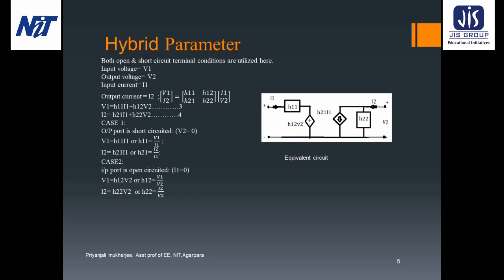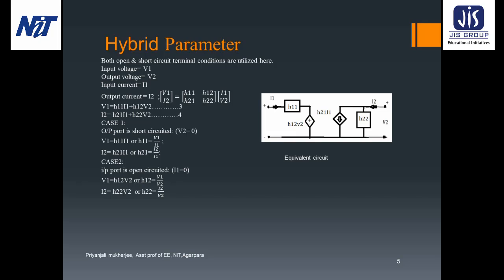So here this is the equivalent circuit of the hybrid parameter. The input voltage and current are V1 and I1, whereas the output voltage and current are V2 and I2. So we can write the equation: V1 and I2 equal to the matrix H11, H12, H21, H22 times I1 and V2. From this matrix form, we can rewrite the equations like this: V1 equal to H11 I1 plus H12 V2, and I2 equal to H21 I1 plus H22 V2.